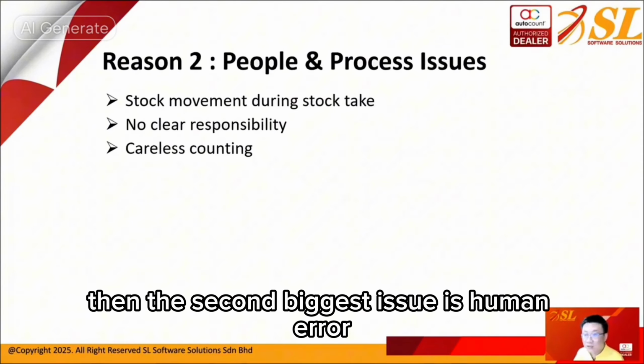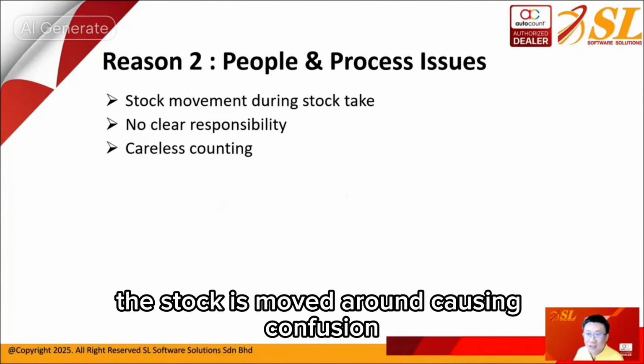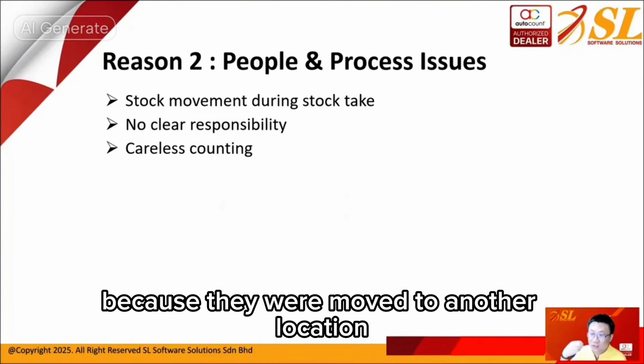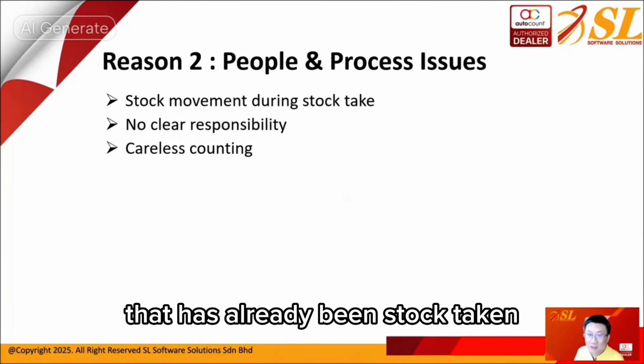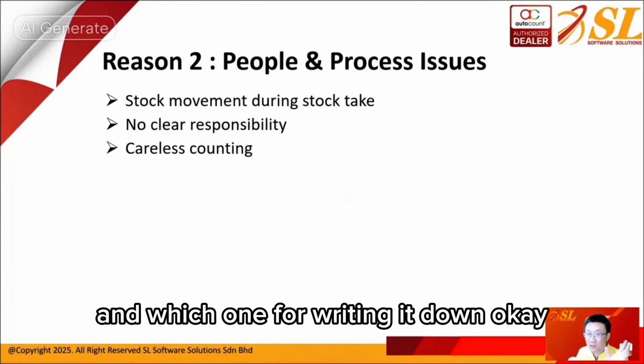Okay, then the second biggest issue is human error. Many times during stock take, the stock is moved around, causing confusion. After counting twice, it's still unclear, or some items are not counted because they were moved to another location that has already been stock taken, or there is no clear instruction, like which employee is responsible for counting and which one for writing it down.